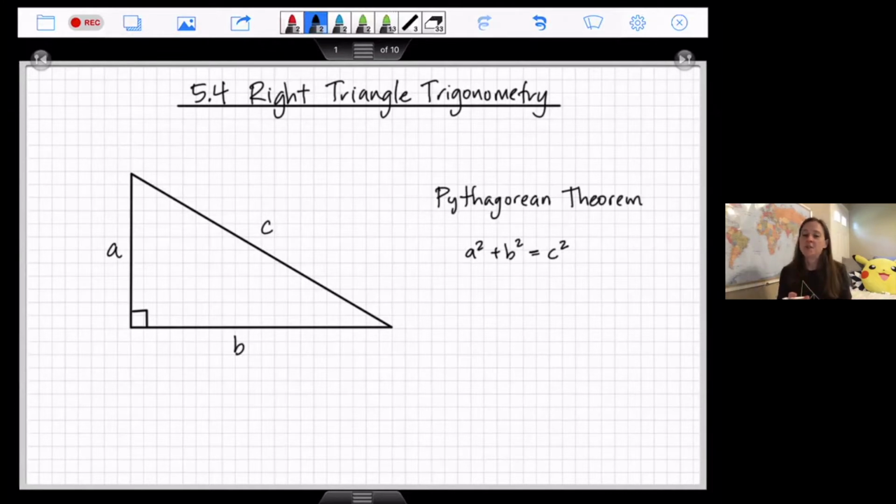All right. If you're a history buff, you might want to look up Pythagoras and his odd cult of mathematical followers. They were really kind of an interesting group. All right, but we have their Pythagorean theorem to use when we have a right triangle.